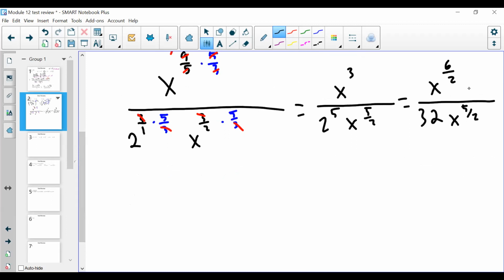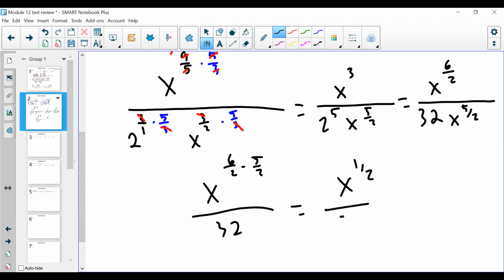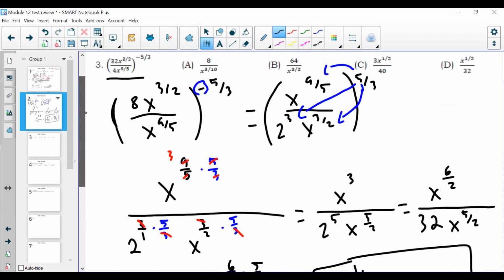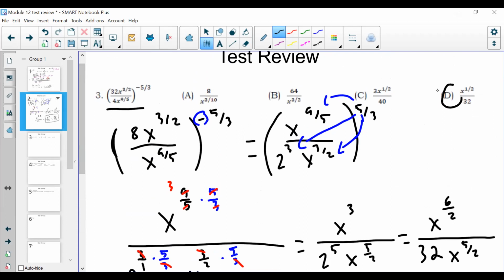So these cancel out, so I can rewrite that as x to the 6 over 2 minus 5 over 2 all over 32. And that's just going to be x to the 1/2 over 32. And you can write it this way, or the square root of x over 32. They're both fine. They both say the exact same thing. One is in exponent form, the other one is in a radical. So that gives us answer choice B.